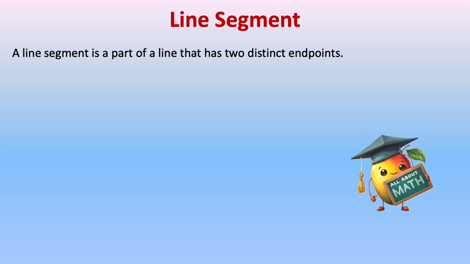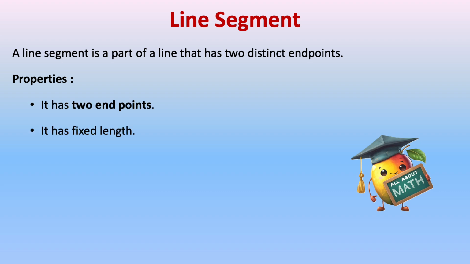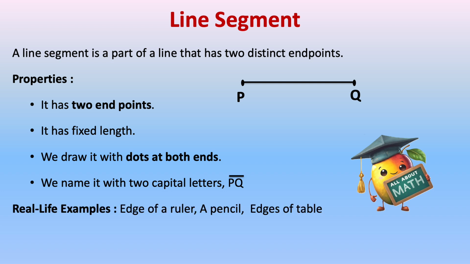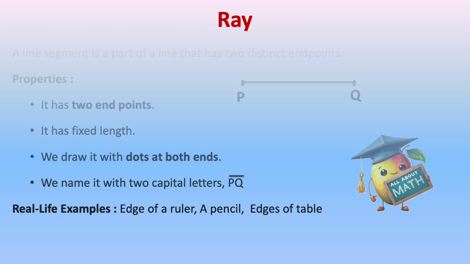What is a line segment? A line segment is a part of a line that has two distinct endpoints. Properties: it has two endpoints, it has fixed length. We can draw it with dots on both ends. We name it with two capital letters like PQ, and we put the symbol of line segment over them. Real life examples: edge of a ruler, a pencil, edges of a table.